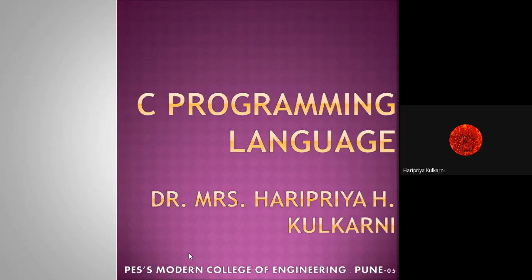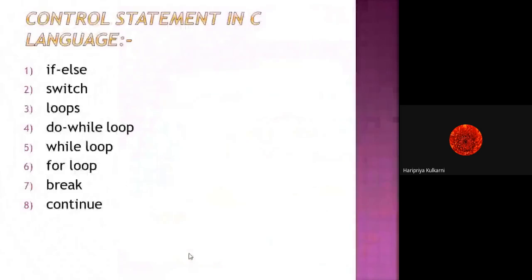Last time we studied the first session of the C programming language, wherein we saw the details about high-level language, low-level language, then various data types used, various operators used, the hierarchy of operators and all. So today I am going to take loops.